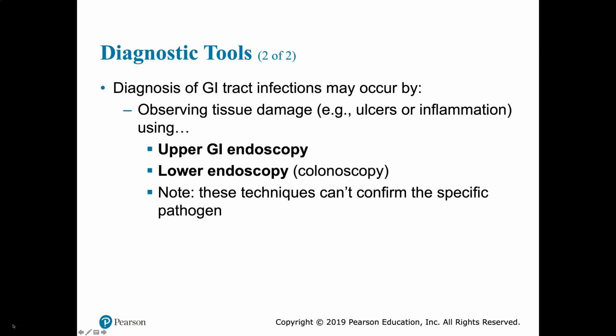Other ways to look for issues are endoscopy, whether it's upper or lower. Upper endoscopy is where they shove a camera down your throat and look at your stomach and the upper portion of your small intestine, and they look for inflammation and damage. Lower endoscopy is a colonoscopy, where they go in through the rectum and look into the large intestine and that area.